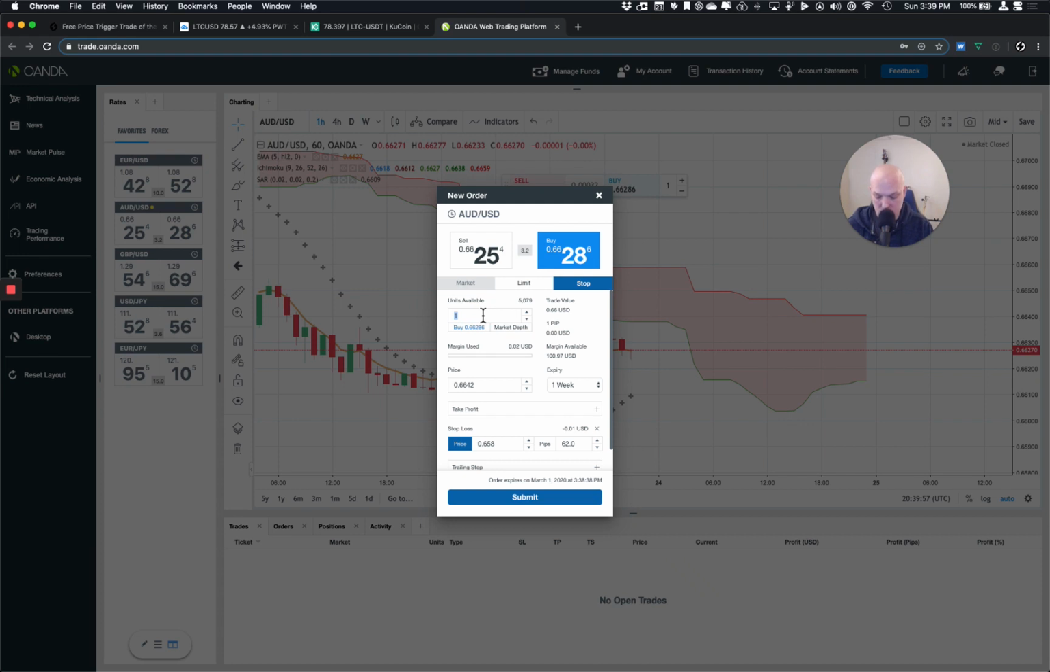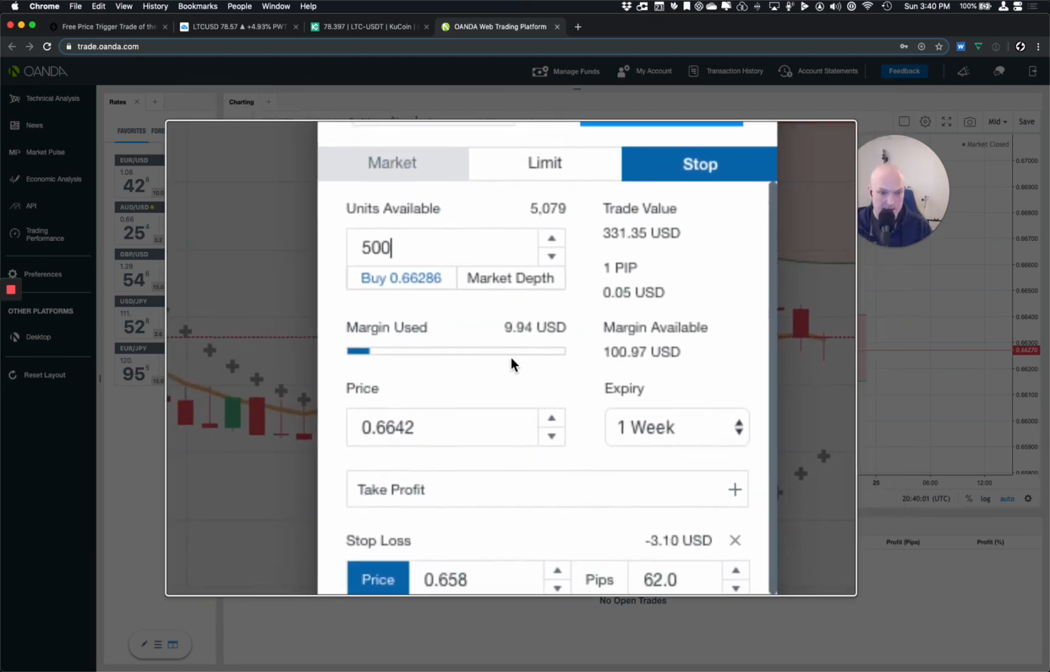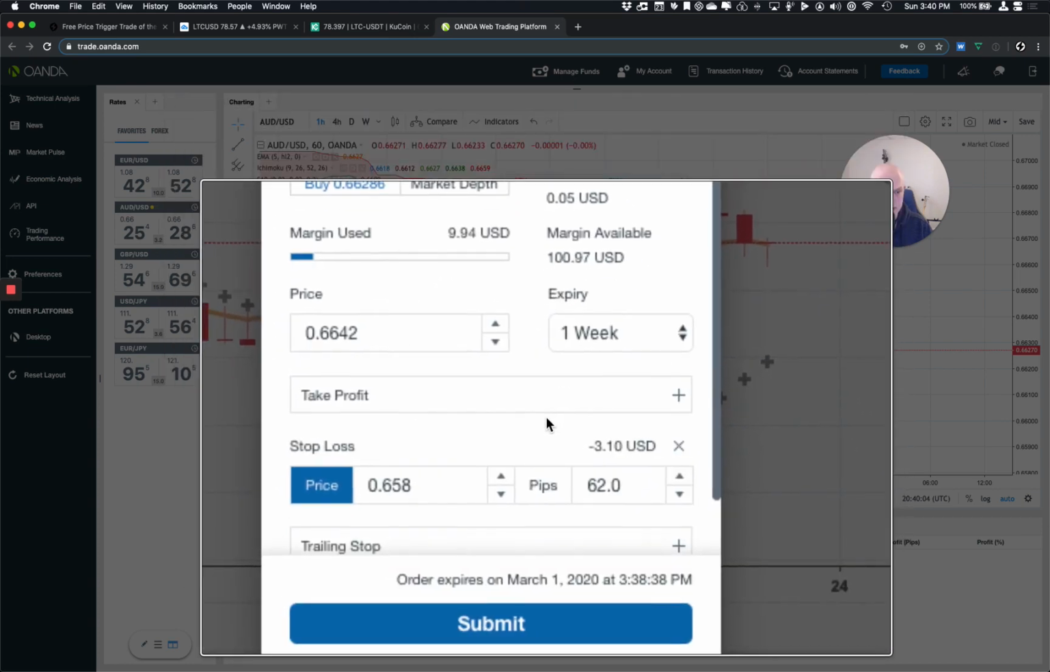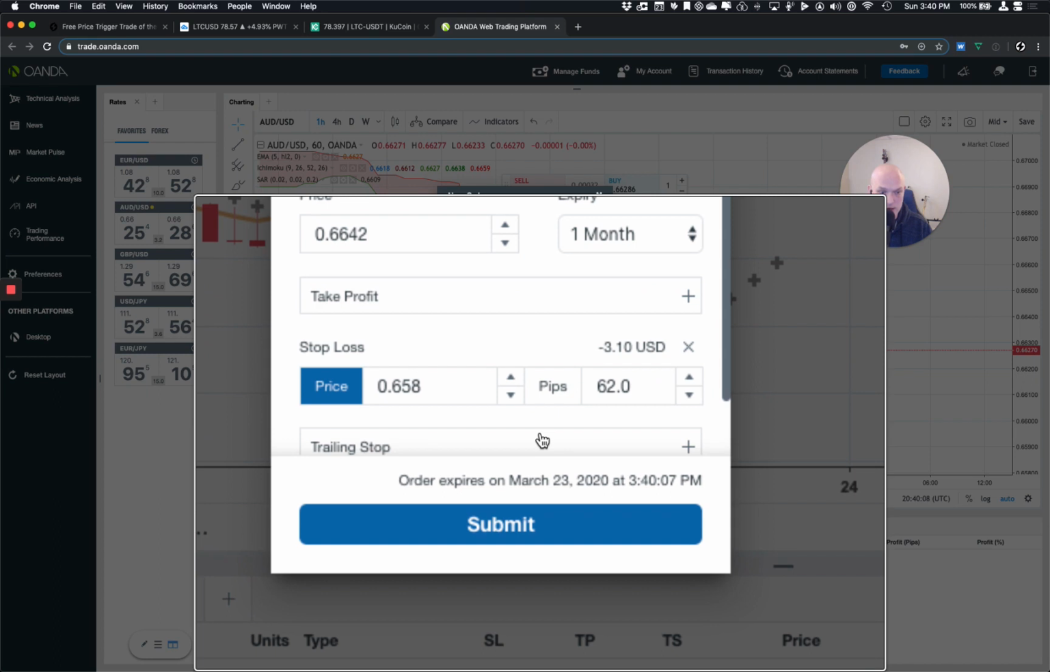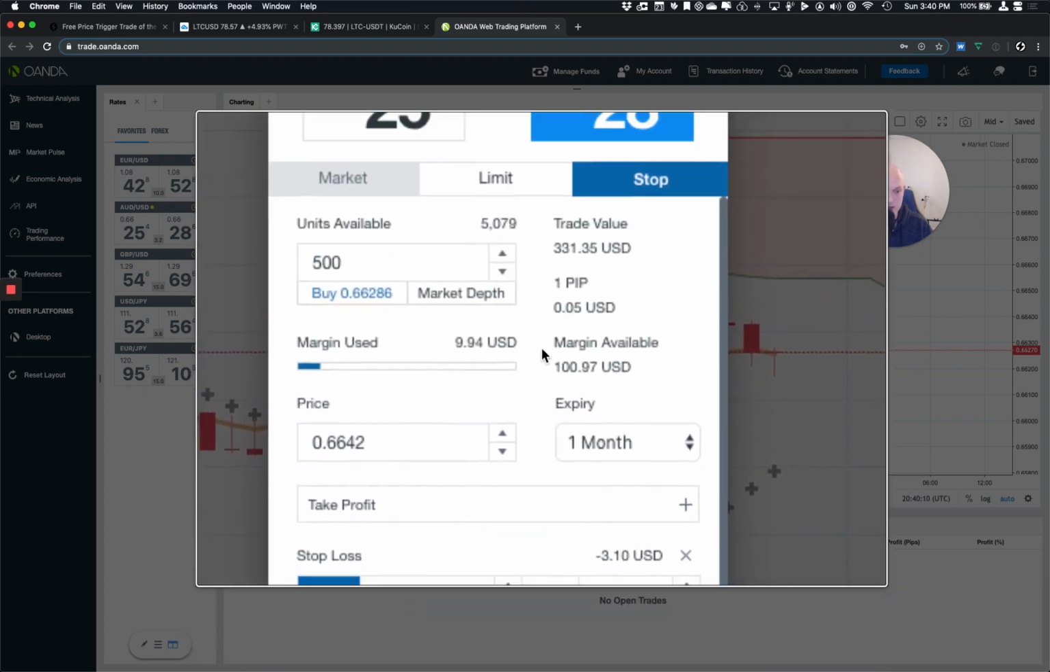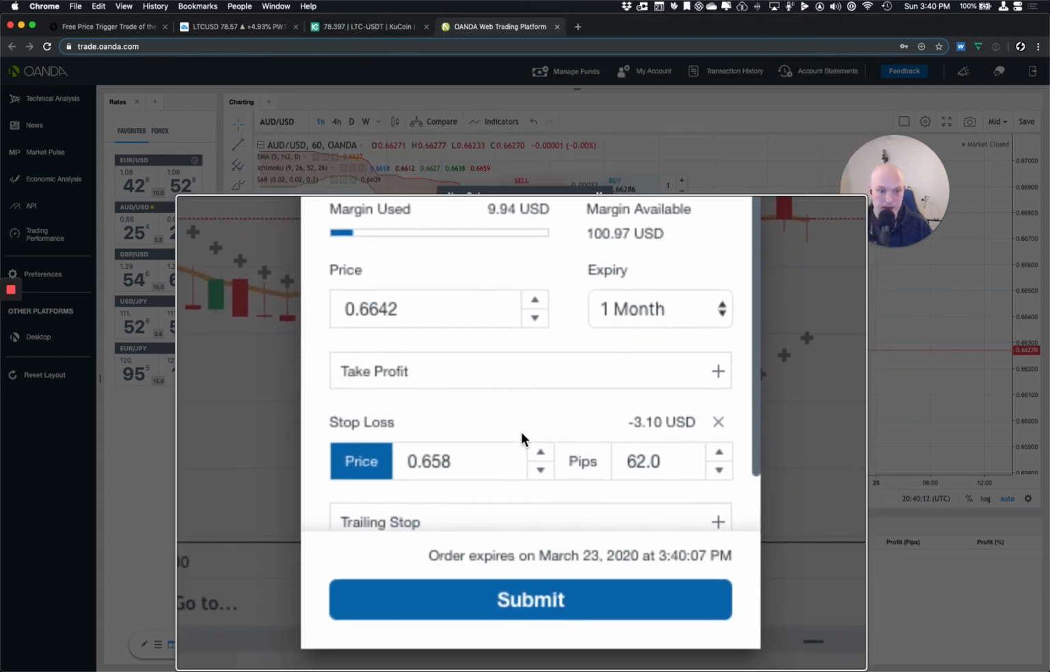So let's see, I already know 500 units is going to get us that. It's only using 10 bucks a margin. We're good to go. Expiry, you could put a month. So this is what my long order looks like. And I'm just going to submit that.